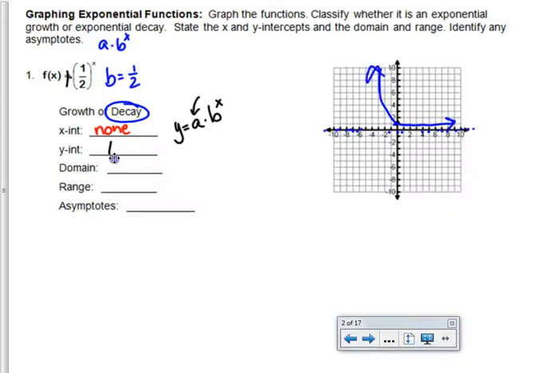The domain of any growth or decay function is negative infinity to infinity, and the range has to do with where the horizontal asymptote is located. So our range is from 0 to infinity, but notice I put a parenthesis on the 0 because that is where the horizontal asymptote is. So the asymptote that we have is at the line y equals 0.